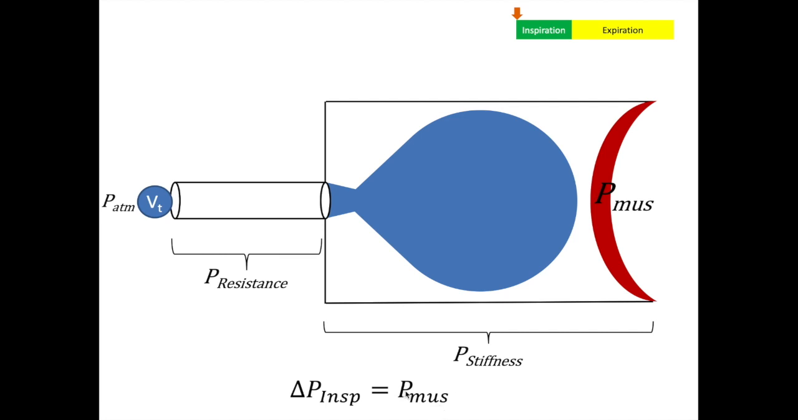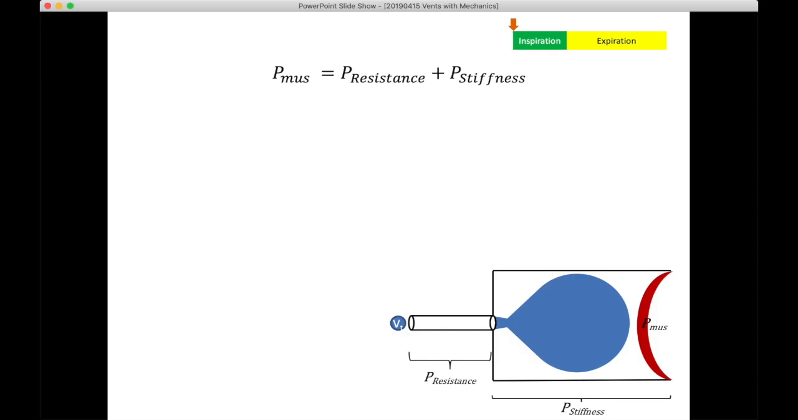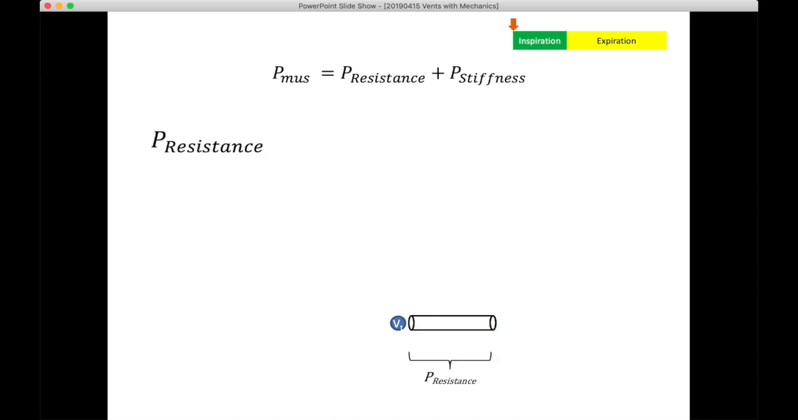So what we say is that the inspiratory pressure created by the diaphragm has to be equal to the resistance pressure of the airway, or the pressure of airway resistance, and the pressure created just by the stiffness of the lungs and chest wall. Let's break this down into its individual components. First, let's talk about the pressure created by airway resistance.